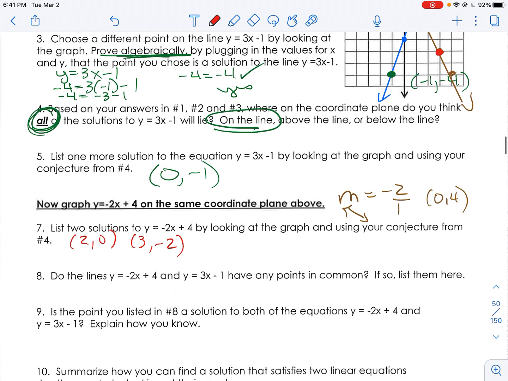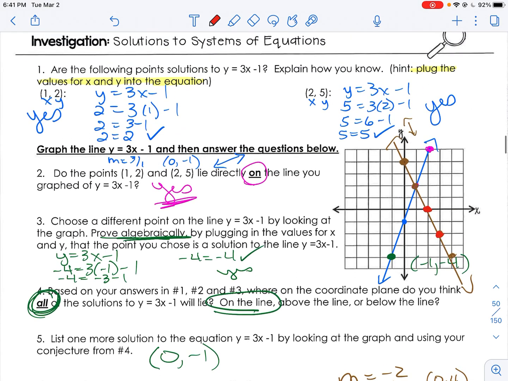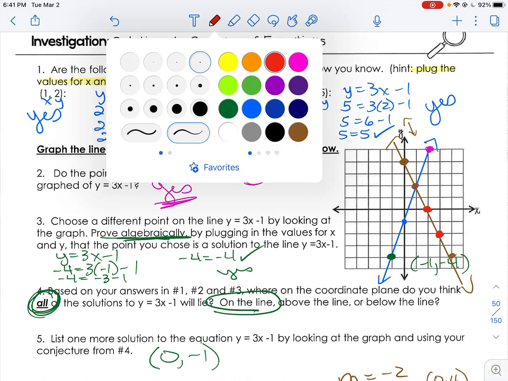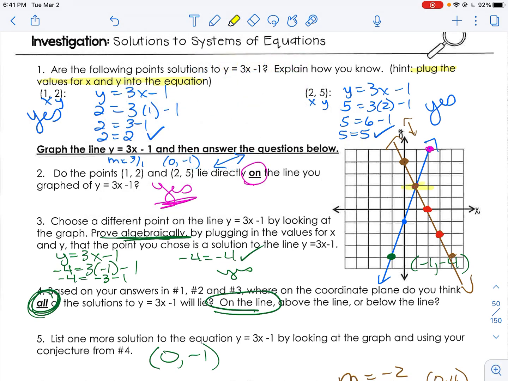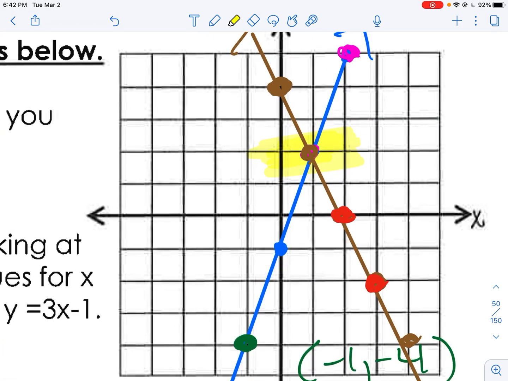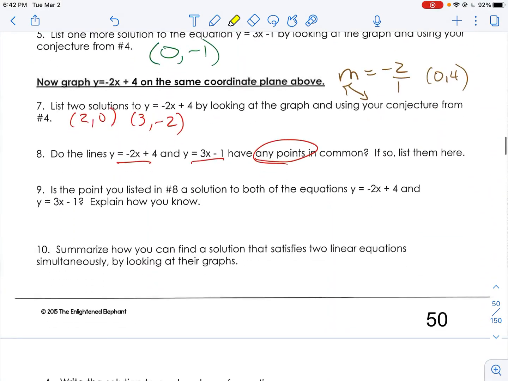Do the lines y equals -2x plus 4 and y equals 3x minus 1 have any points in common? Do they run into each other? Do they have the same point? Yes, boys and girls, they do. Actually, I'm going to highlight it right here. They run into each other right there at the point 1, 2. So at the point 1, 2, they run into each other.